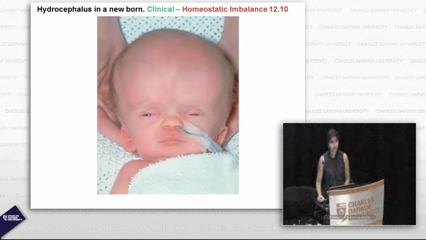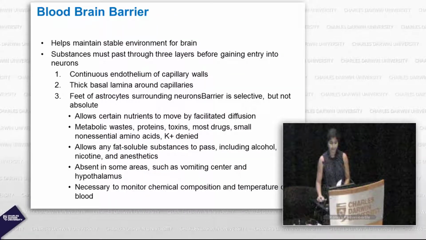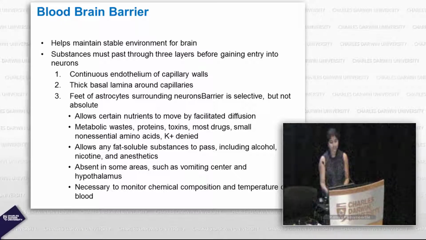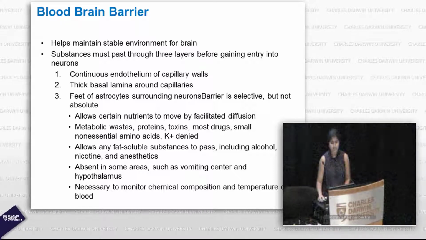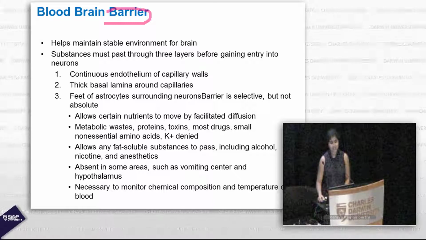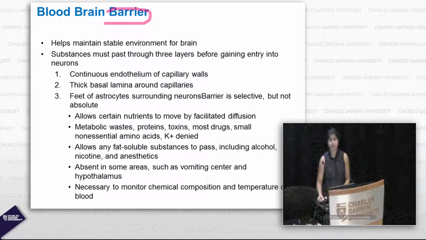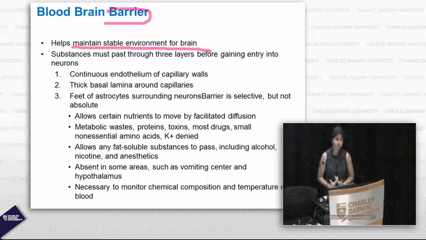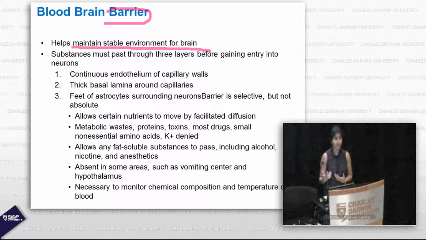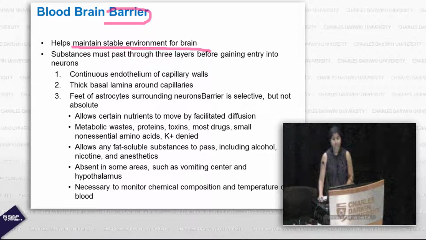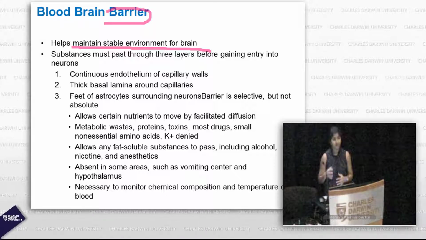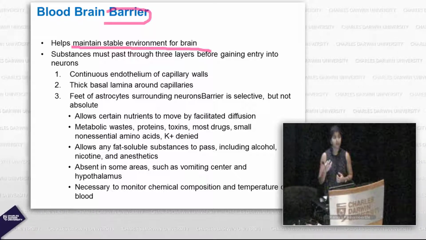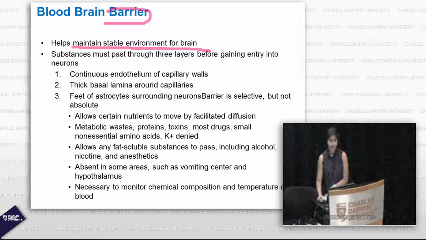Okay. The next important topic is the blood-brain barrier. This is very important. This barrier helps in maintaining a stable environment within the brain. Otherwise, any changes in your blood composition can affect the brain instantly. So we don't want that to happen. So nature has provided a barrier where normal microbes and ion changes do not affect the brain instantly. Okay.